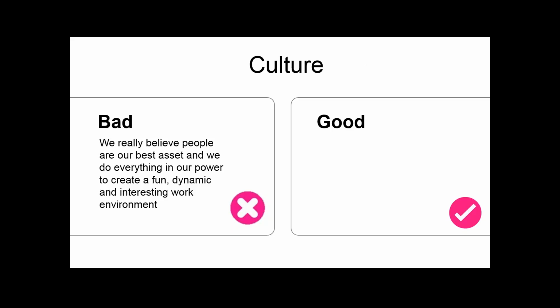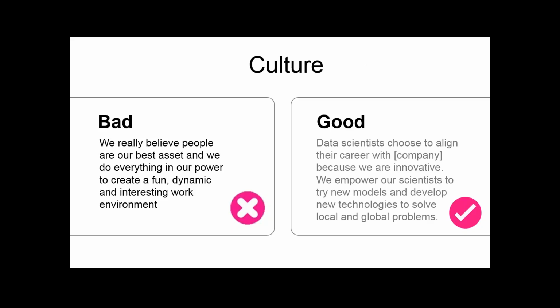Culture. Rather than just being really generic about culture, like "we believe people are our best asset", which we see a lot, tell them why other people like them choose to align their careers with your organization. One that we used for a data scientist was: data scientists choose to align their careers with Seek because we're innovative. We empower our scientists to try new models and develop new technologies to solve local and global problems. So that's the reason why. That's why you would leave another organization to come and work for us.